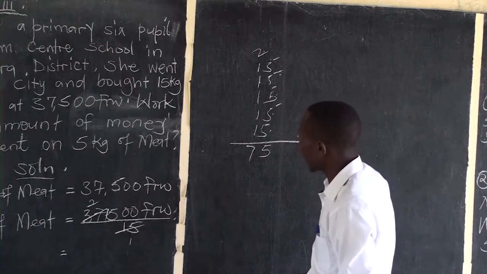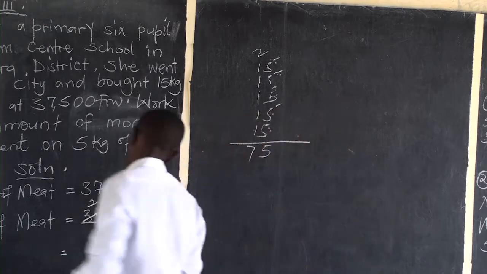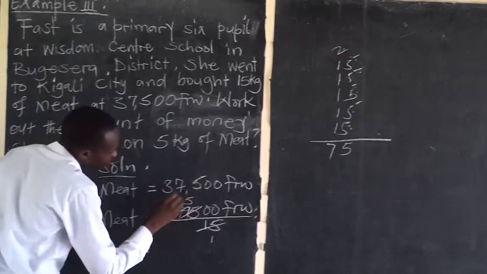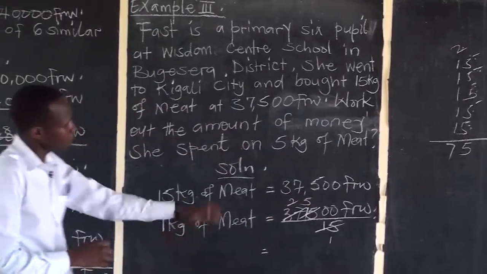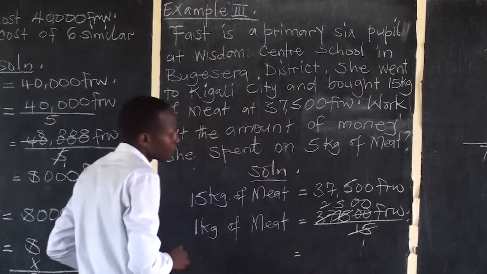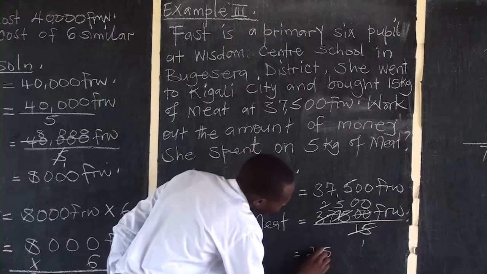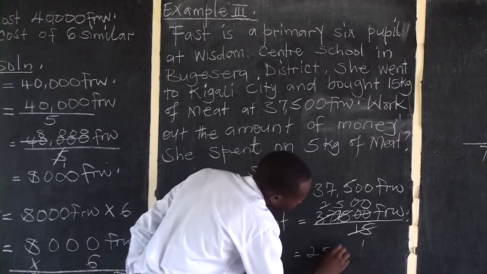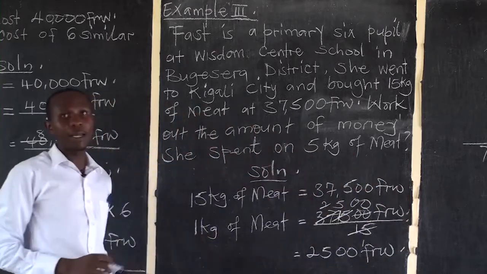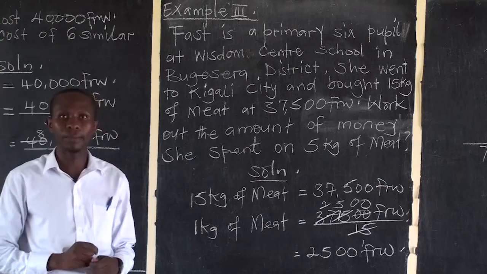How many groups are there? 1, 2, 3, 4, 5. So it means here we shall have 5 groups of 15. Then we are remaining with the two zeros. We shall bring them down and write them up here. Then finally, I will say 1 kilogram was costing us 2,500 francs. This is now the money that was spent on only 1 kilogram.